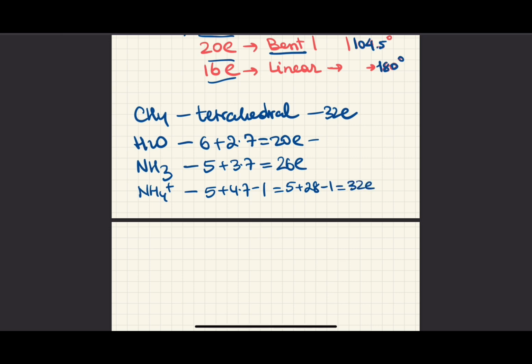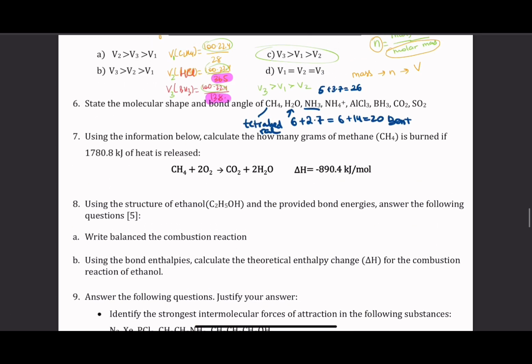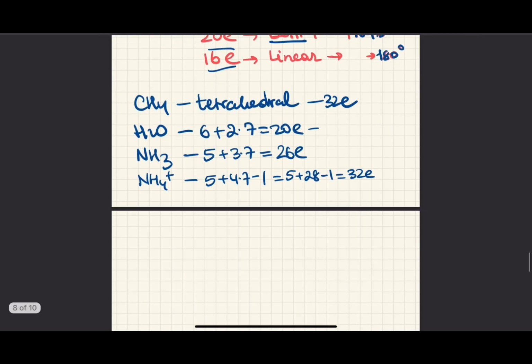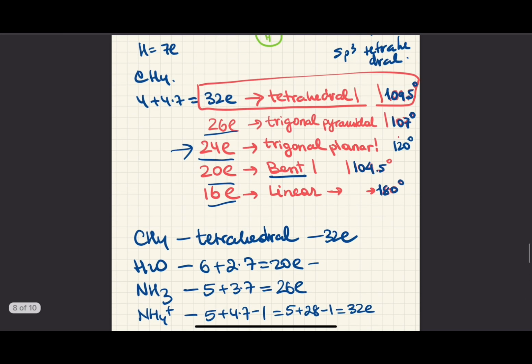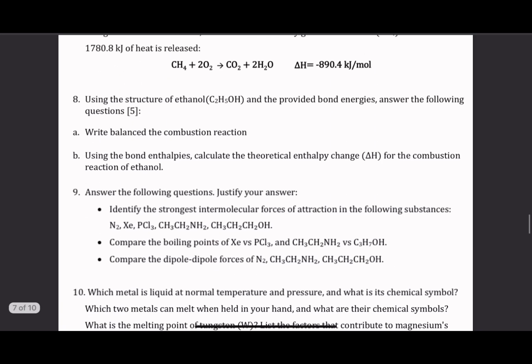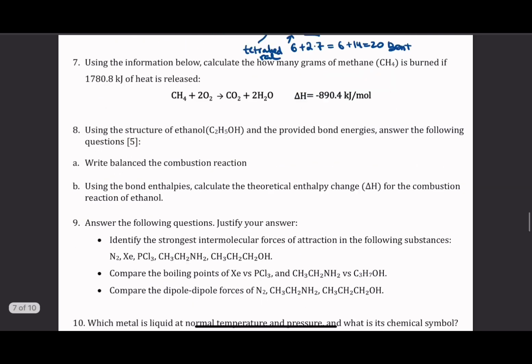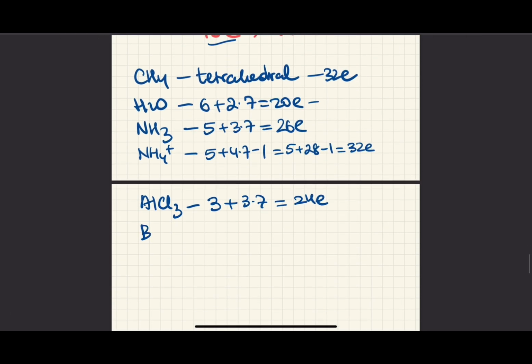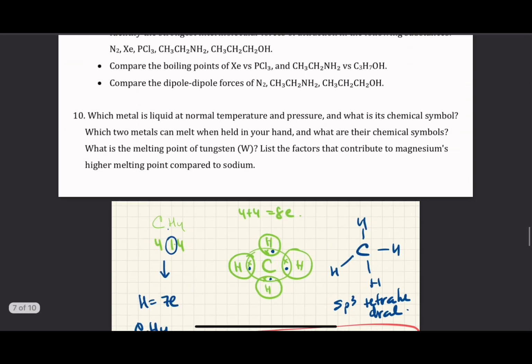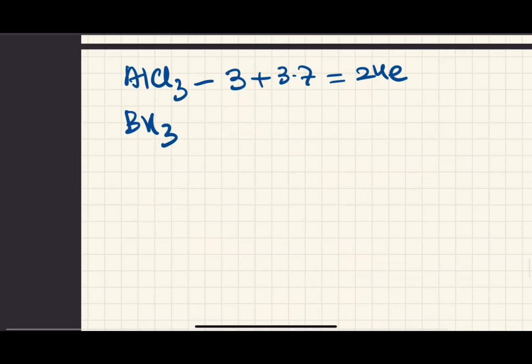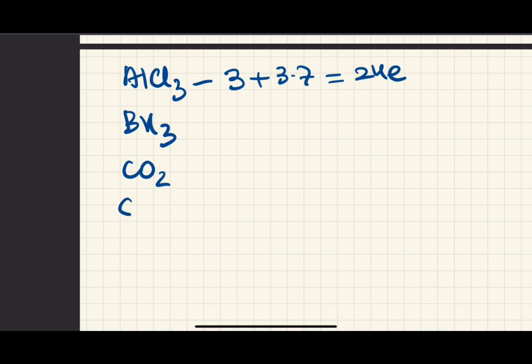Again, it is tetrahedral. And then we have aluminum chloride 3 in here. So aluminum is third group, 3A, so valence electron is 3. Chlorine is 7A group, so valence electron is 7, so 3 times 7. So this would be 24 electrons, and 24 electrons is trigonal planar. And then we have BH3, CO2, and SO2, right?